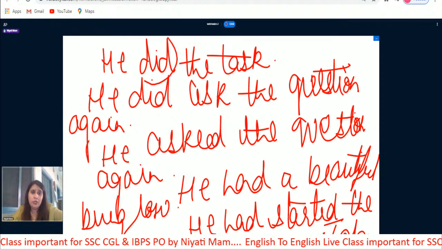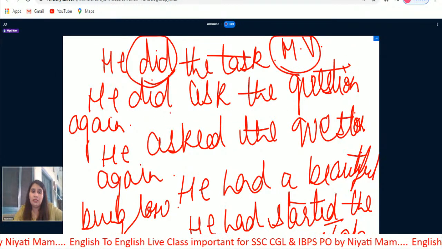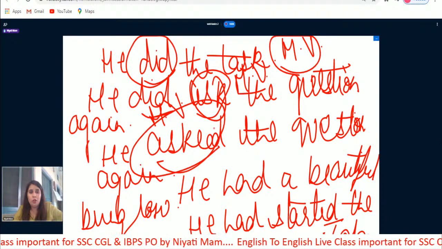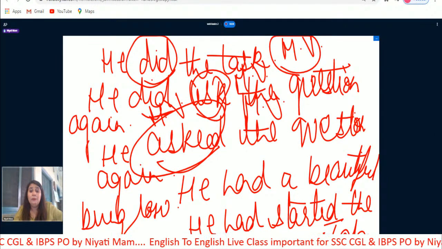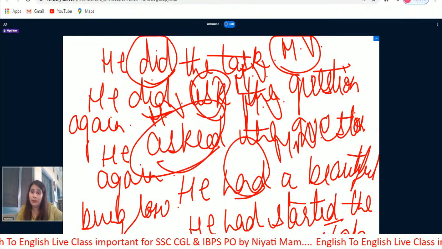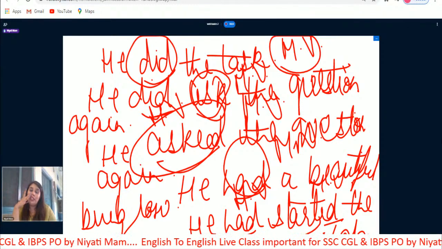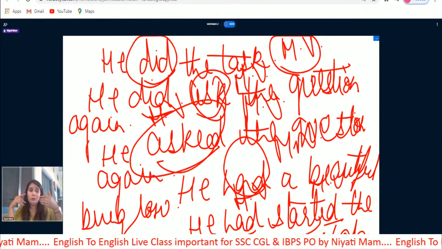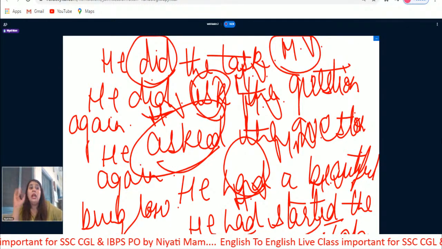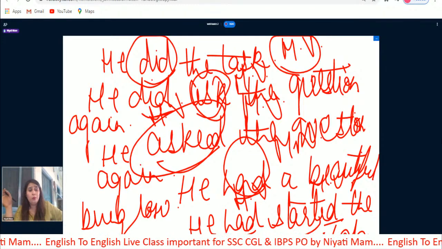He did the task. The verb is alone here, so of course an alone verb is always a main verb. He did ask the question. This verb is followed by another one, so this will become the helping verb and this is the main verb. He asked the question. The verb is all alone, it is the main verb. He had a beautiful bungalow. Had is what? All alone, so it is the main verb. He had started the job. Had is the helping verb and started is the main verb. So when a verb is used all alone, it is a main verb. And when the same primary auxiliary verbs are followed by another verb, then these particular verbs will become helping verbs and the following verb will become the main verb.